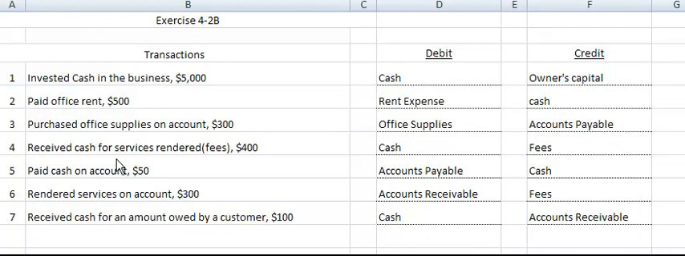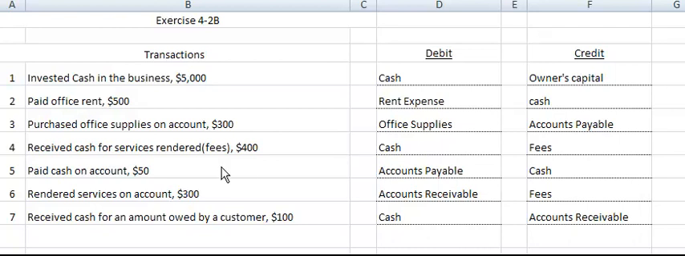Number 4 says we received cash for services rendered. Fees just is the name of our revenue account. So I received cash. That means my cash is going to increase. I show my cash increasing by debiting it. My revenue is also going to increase. The name of my revenue account is fees, and it increases with a credit.